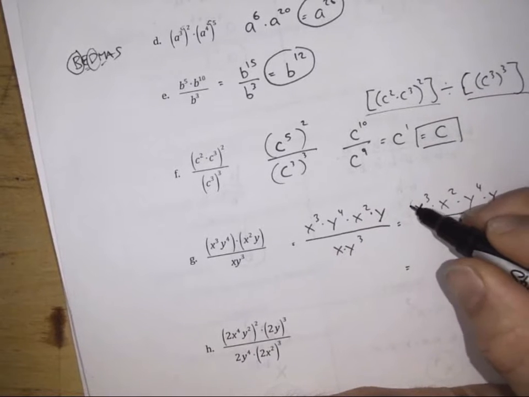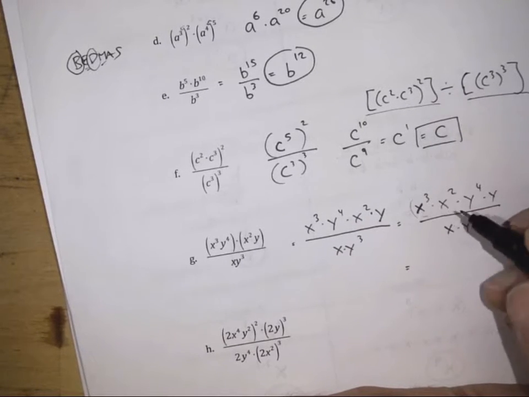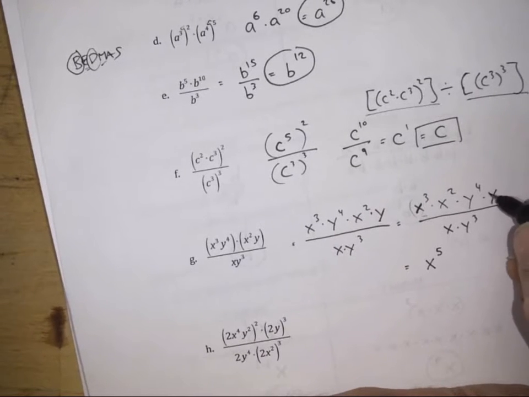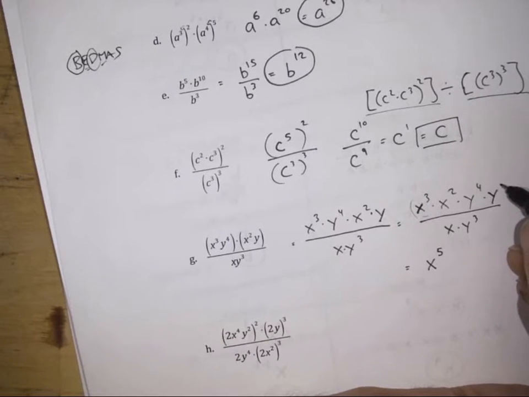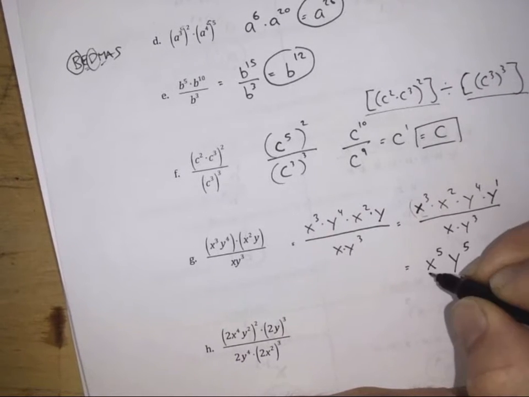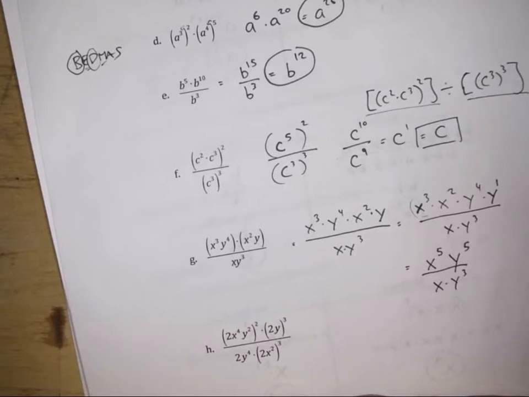And then I can see, well, these have the same base, so I can multiply these together and add their exponents to get x to the power of 5. That's the same thing I can do here. I can add the exponents of 4 and, well, there's a little invisible 1 on that y. So I get y to the power of 5 as well. That's all over x times y cubed. And now we can do this division step.